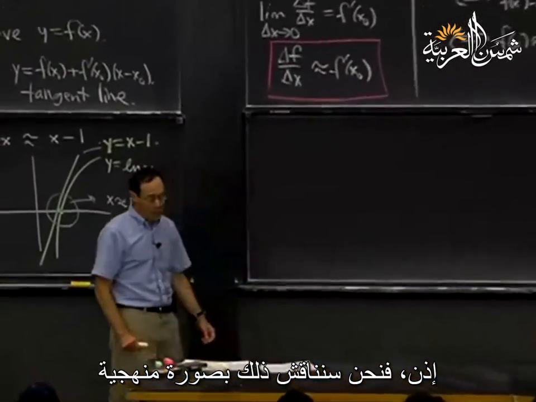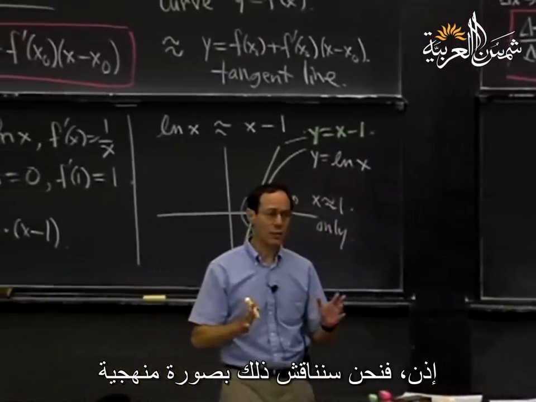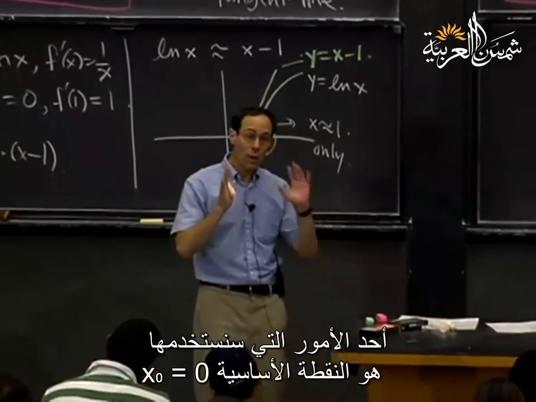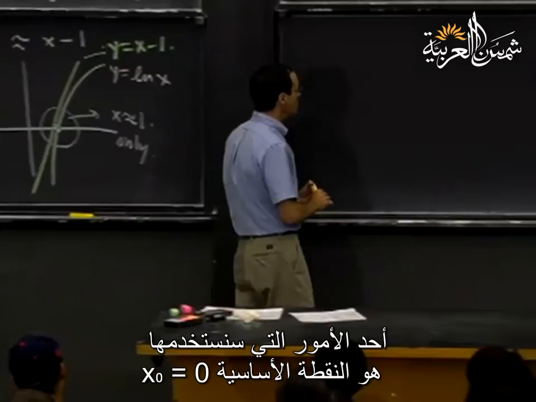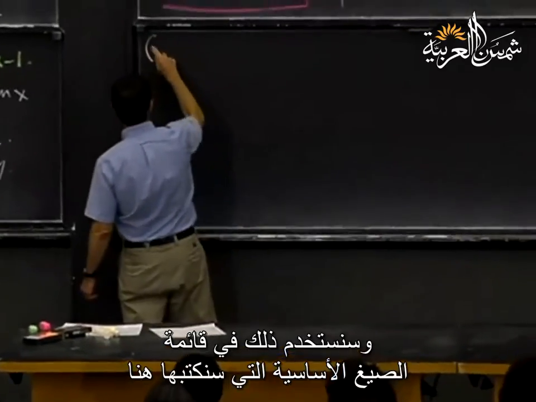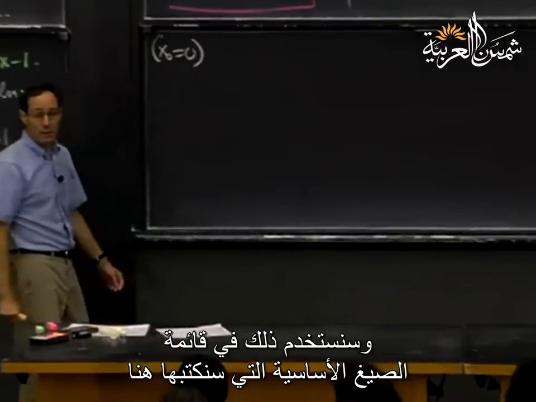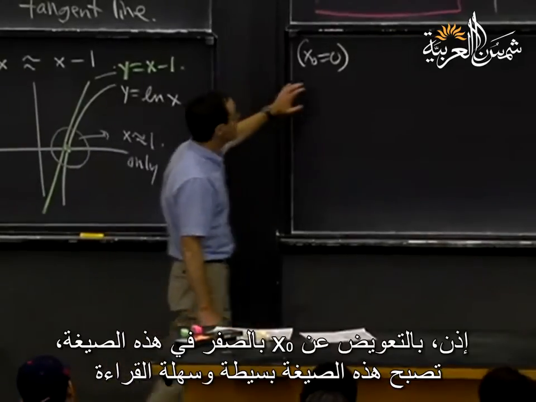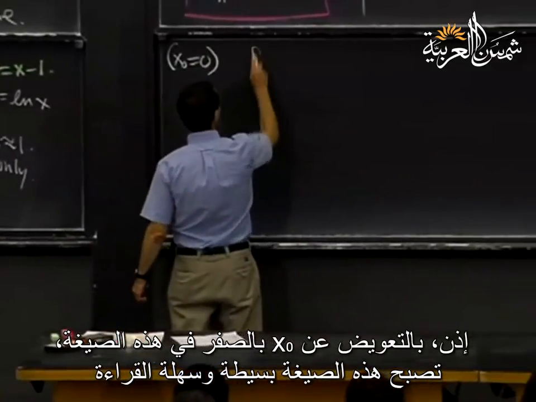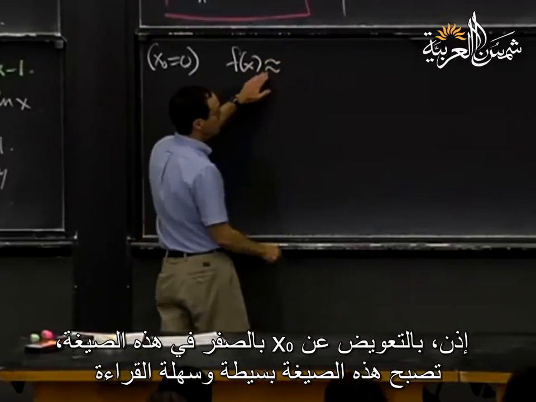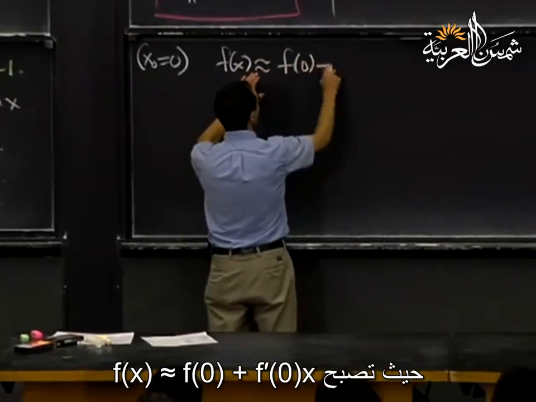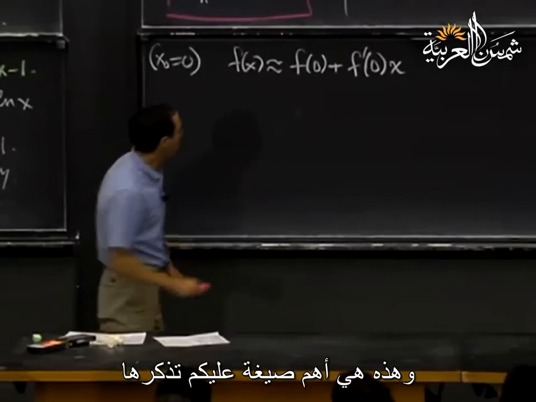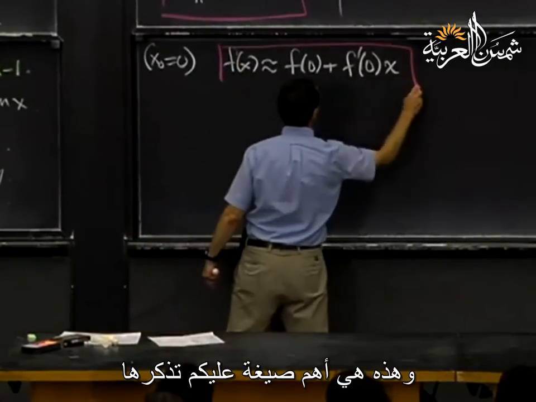So when we carry out these systematic discussions, we want to make things absolutely as simple as possible. And so one of the things that we do is we always use the base point x0. So I'm always going to have x0 equal to 0 in this standard list of formulas. And if I put x0 equals 0, then this formula becomes a little bit simpler to read. It becomes f of x is approximately f of 0 plus f prime of 0 times x. All right? So this is probably the form that you'll want to remember most.